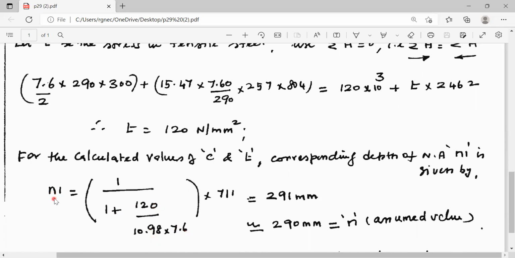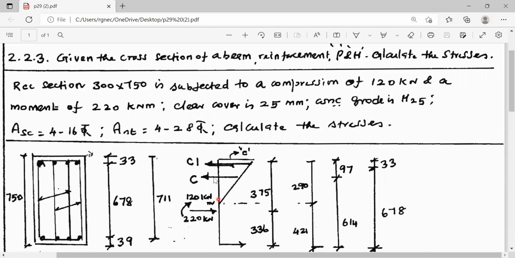The relationship for N in terms of the stress calculated in concrete and reinforcement, C and T, is given by 1 divided by 1 plus T by MC into effective depth. This is obtained by the straight line relationship. This is C, this is T, this is N, this is D minus N. Therefore, N is equal to 1 divided by 1 plus T by MC into D1. This is the straight line relationship.